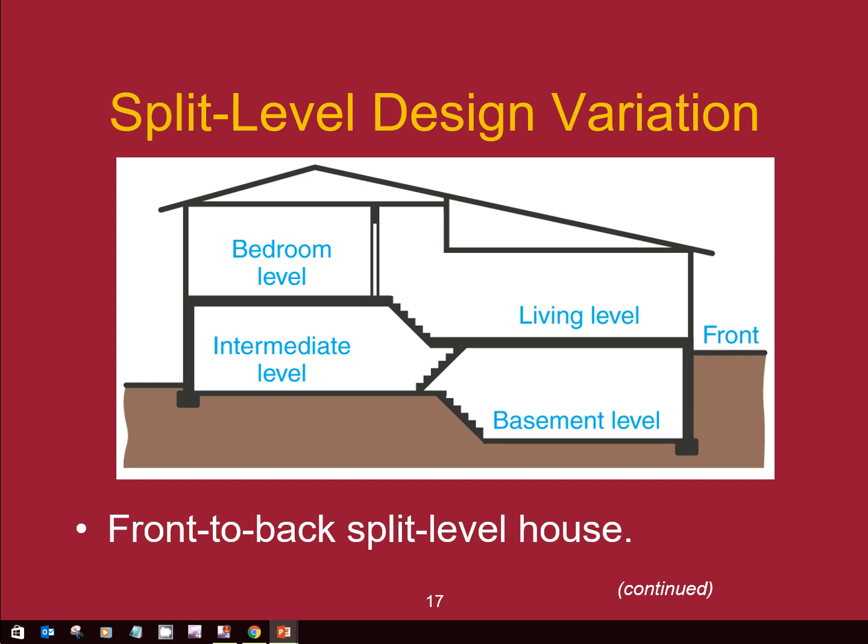So here's an example of the front to back variation in which the front or the street side of the house is a one story, the back is a two-story. And so this works out nicely because you could have a patio off of the back for outdoor living kind of stuff.